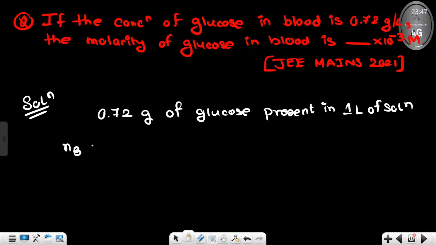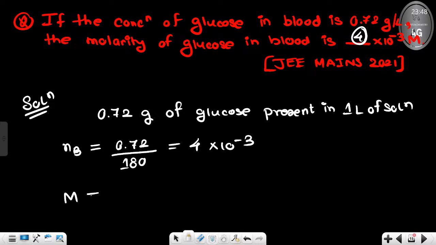So number of moles of this is 0.72 divided by 180. Hopefully the molecular mass of glucose is 180, as you remember, right? So this is going to be 4 into 10 to the power minus 3. So answer is 4.